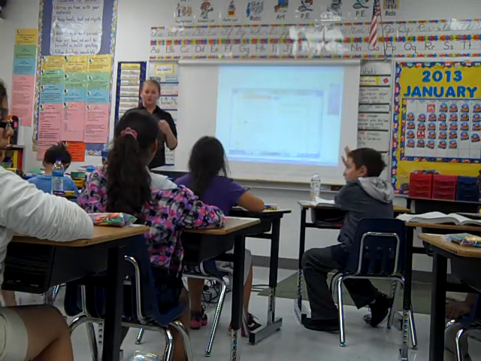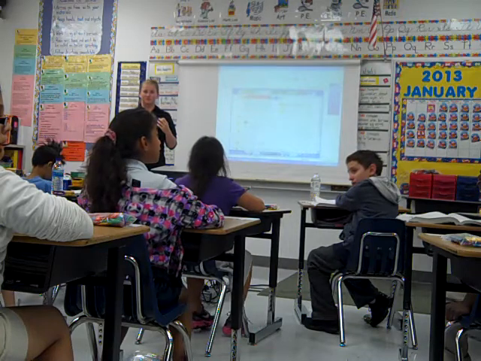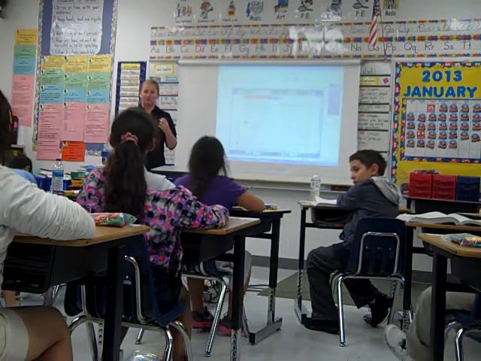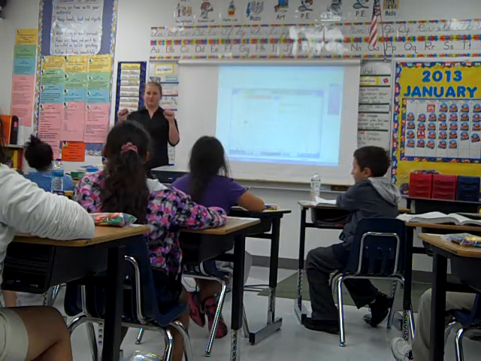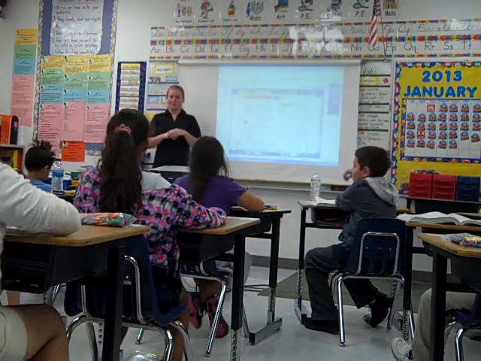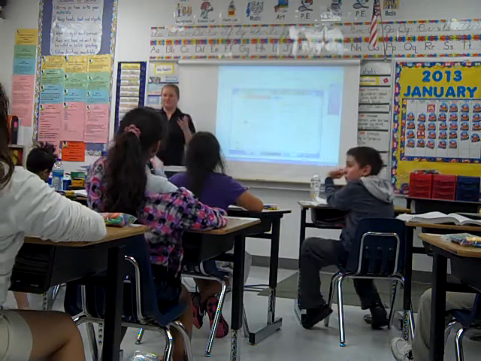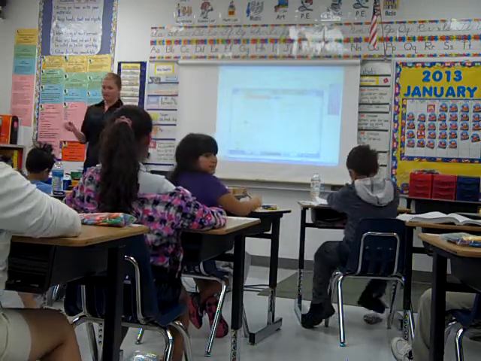Danishka? We use... If you don't remember what they're called, you can raise them in your hands. The manipulatives. These are called manipulatives. Yes, we did this yesterday.